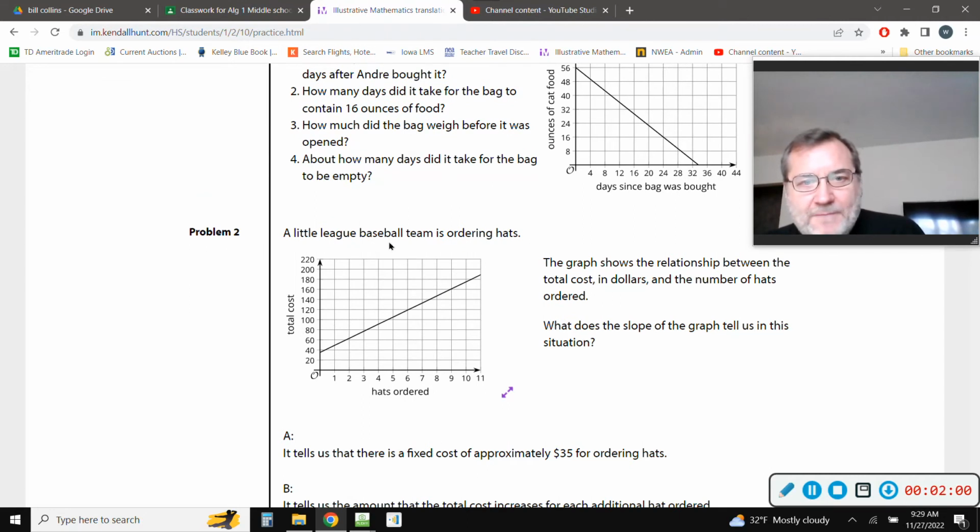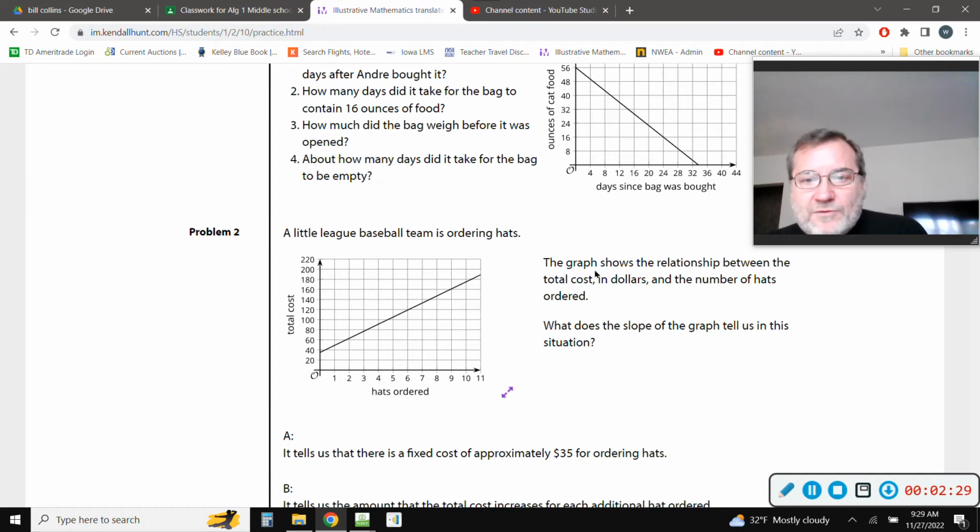A Little League baseball team is ordering hats. The graph shows the relationship between the total cost in dollars and the number of hats. So here's the hats that are ordered. Here's the total cost. And I'm going to guess that's probably in dollars. They don't already tell us. They should put units on these sometimes. This is nice because they put ounces and days. So you have units. Here they have total cost, and I'm going to assume it's in dollars.